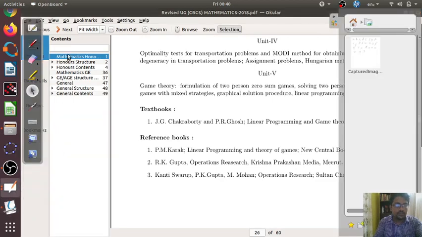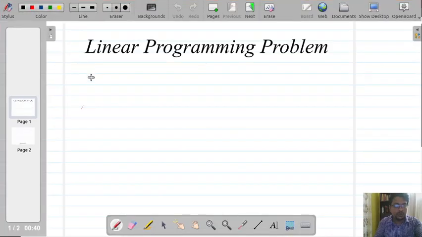So let us just begin with the basics of this linear programming problem. From the name itself, you can have one idea that this linear programming problem basically deals with linear inequations or equations. So anything that is linear. Let us begin with an example so that you can understand better.